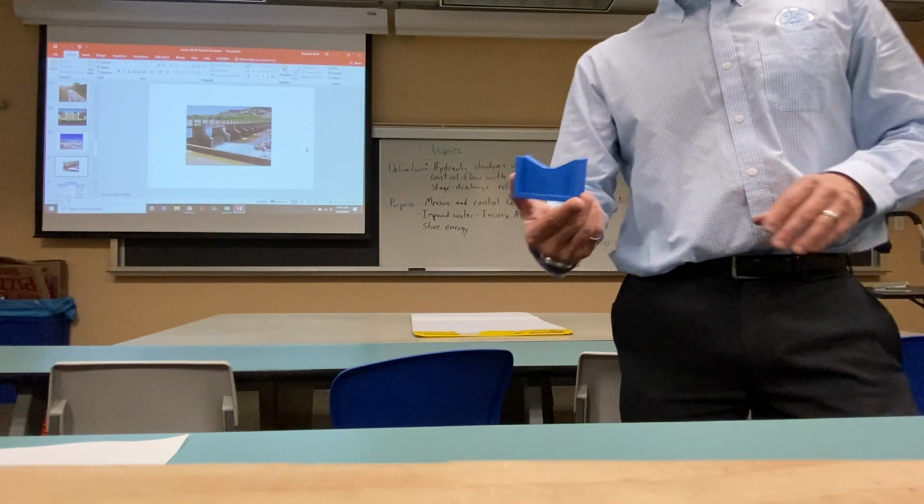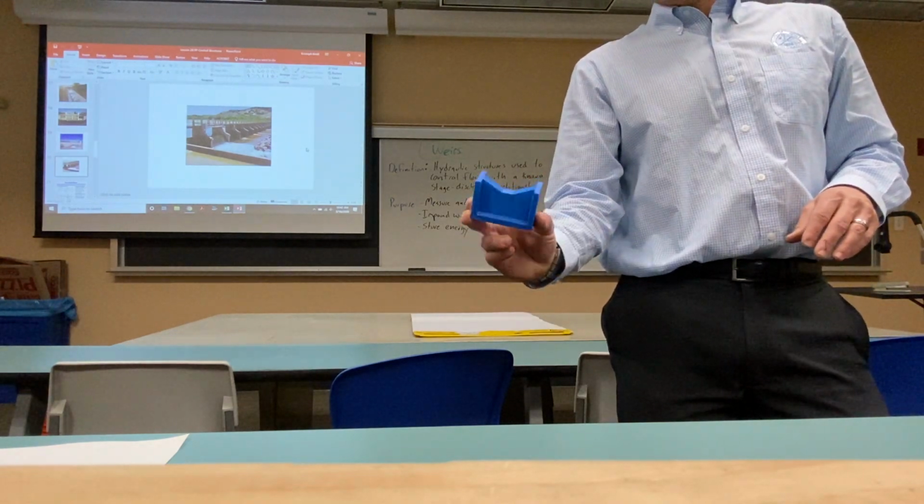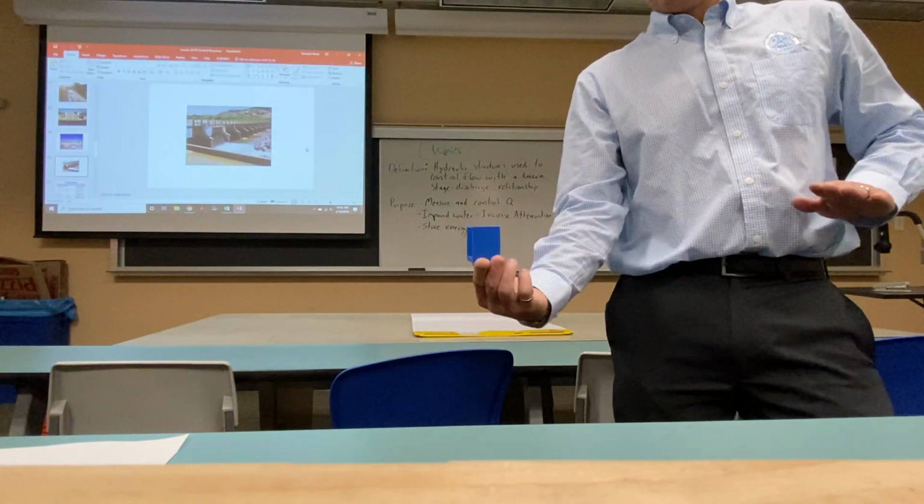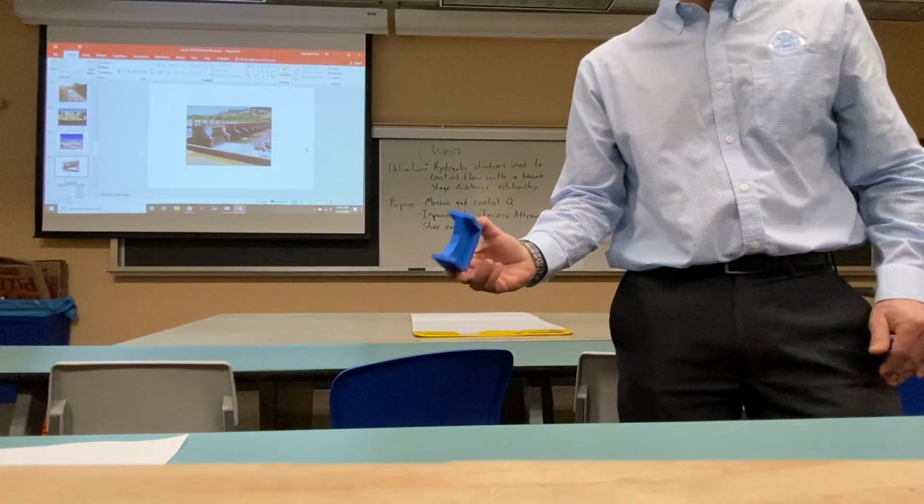Then we've got a Cipolletti trapezoidal weir. You get an idea what that looks like. Same type of thing. This is the direction of flow. Flow will flow over that weir.